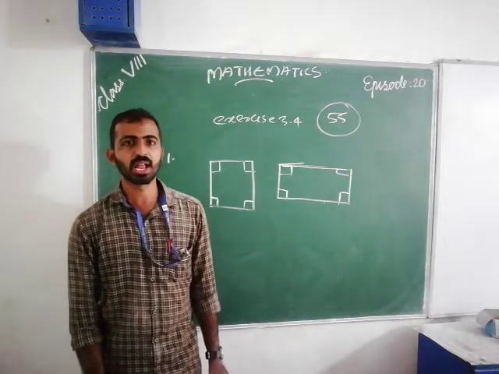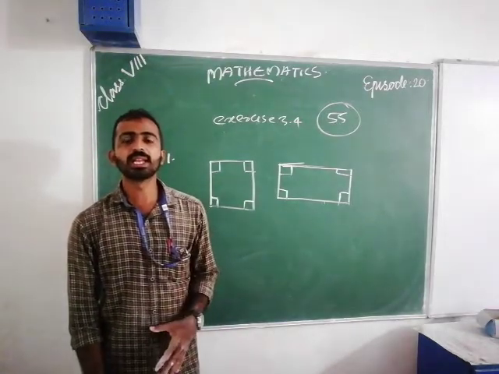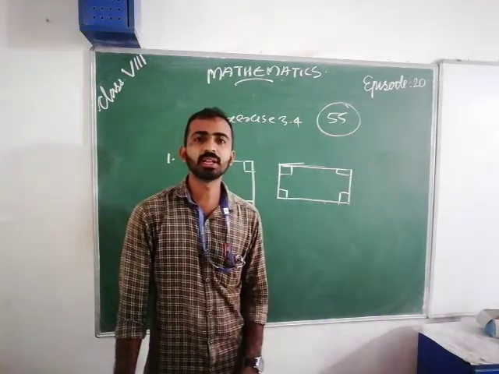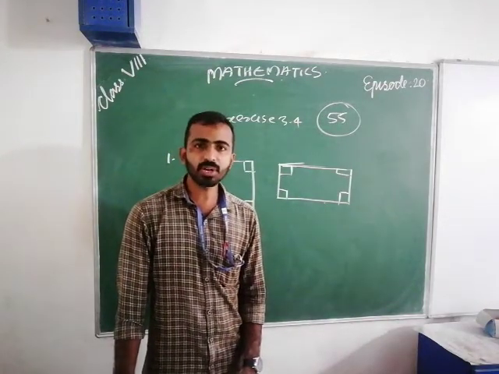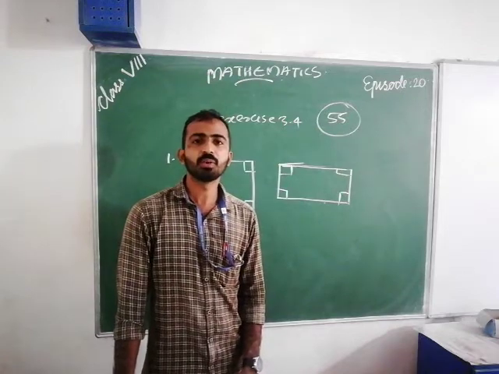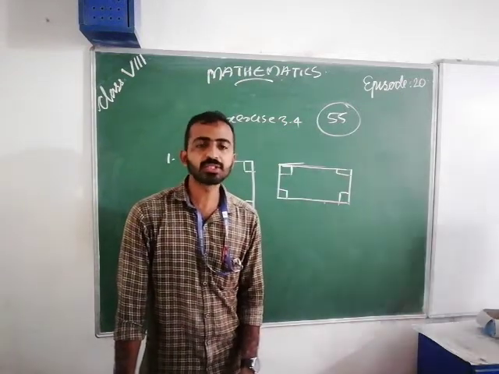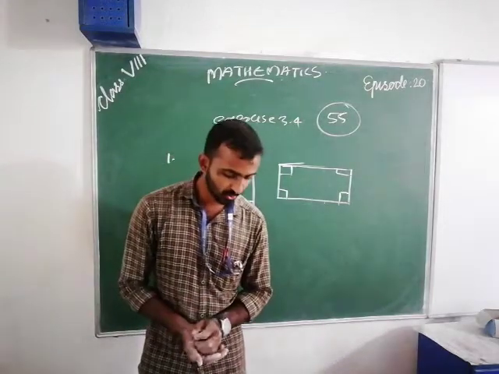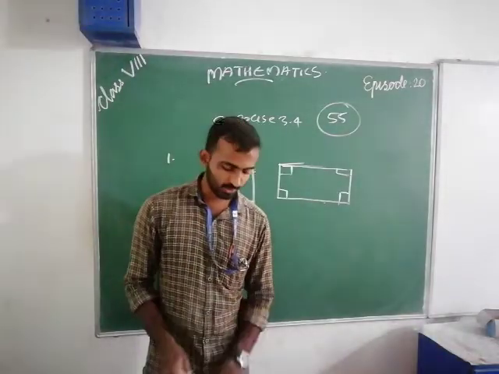Square is a quadrilateral. Next, square is a parallelogram. Why? Because in a parallelogram, opposite sides are parallel. In a square, opposite sides are also parallel. So a square is a parallelogram.